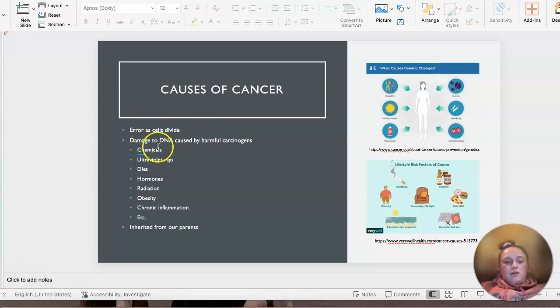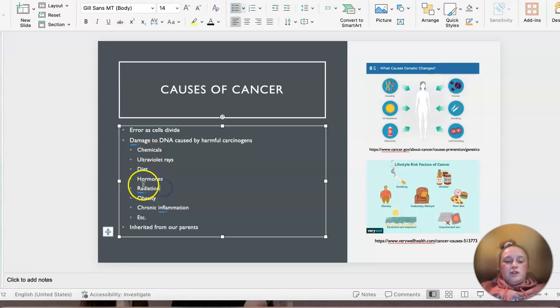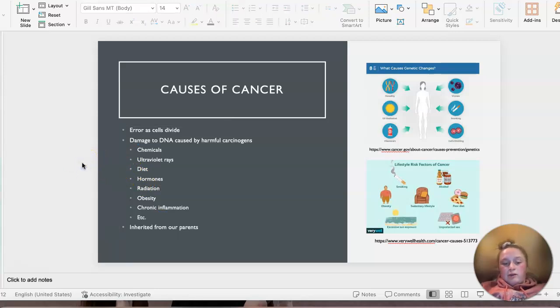So we have different kinds of chemicals, ultraviolet rays from the sun, we have diet, we have hormones, we have radiation. Like in my job as a vet tech, I'm required to wear a lead coat and very heavy lead gloves whenever we take x-rays of patients to limit my exposure to harmful radiation every day. We have obesity, we have chronic inflammation, etc. The list can go on and on and on. And also, cancer can be inherited from our parents or grandparents.